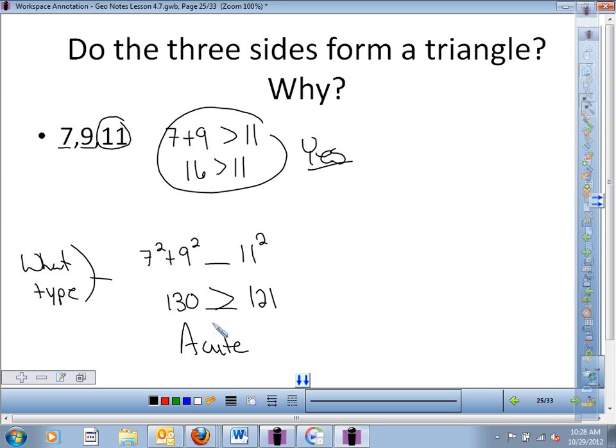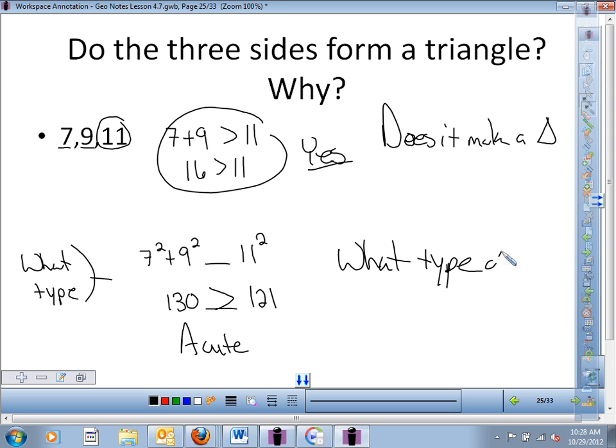If you remember that little chart, I would keep it handy today because I'm going to make you do both of these things today. So this is, does it form a triangle? And this is what type of triangle? Okay, so two things we can do with these numbers.